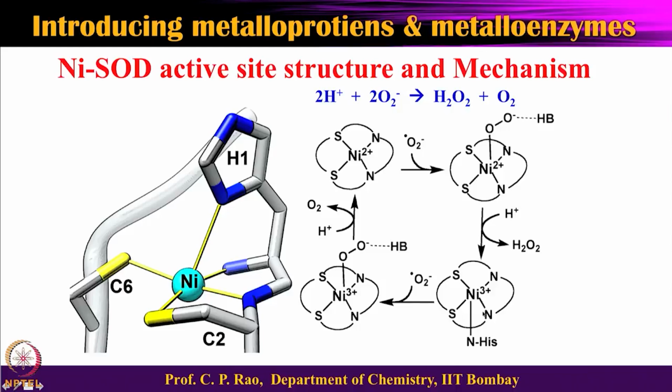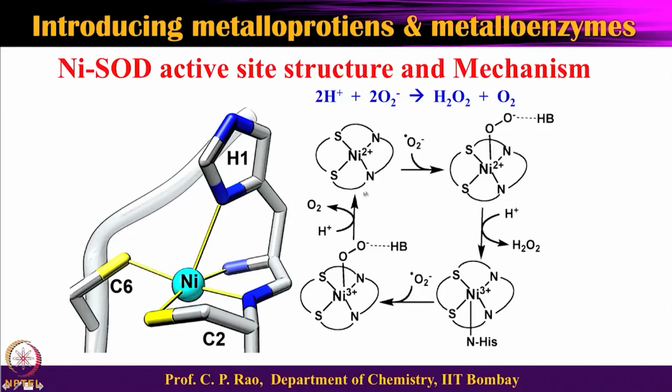Okay. And upon one more species of O2 minus dot, it will be bound to the Ni3 plus, and this, in the presence of proton, again gives another O2 molecule and gives back this. Let me once again go through this.